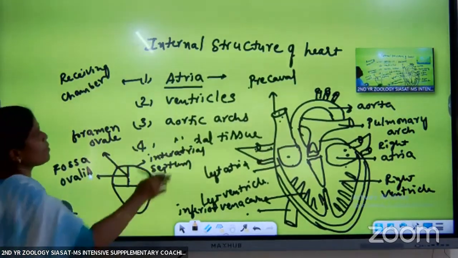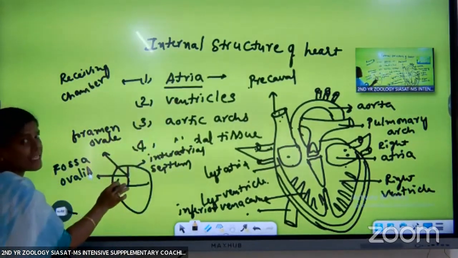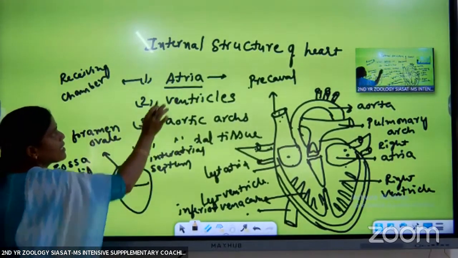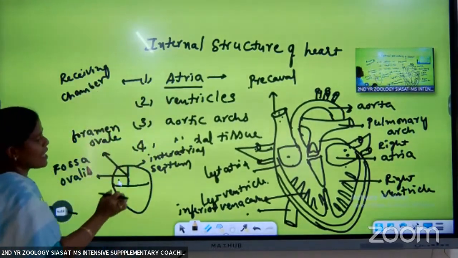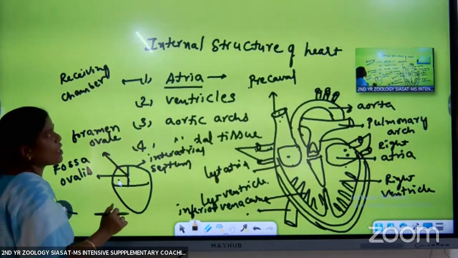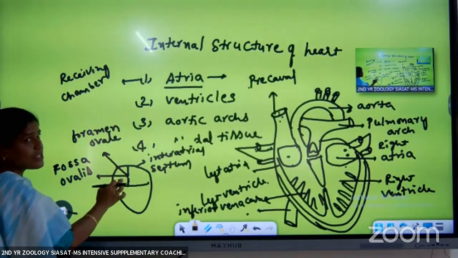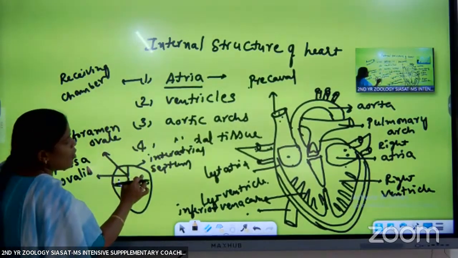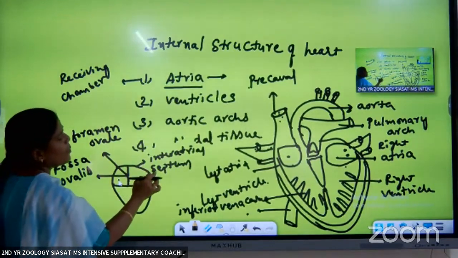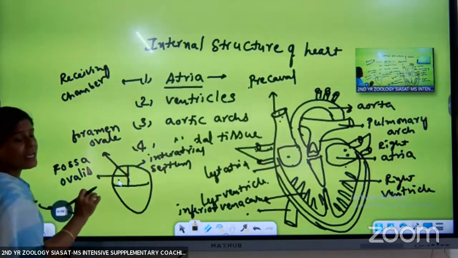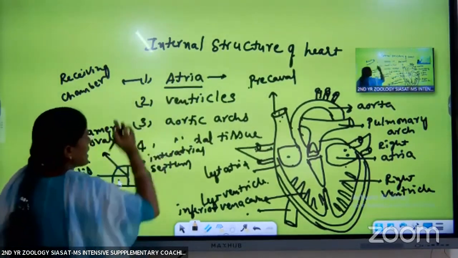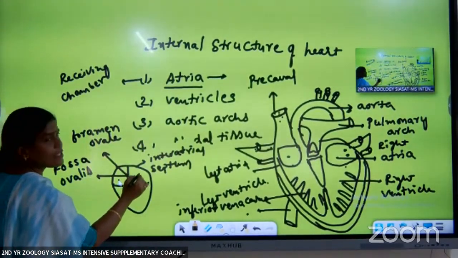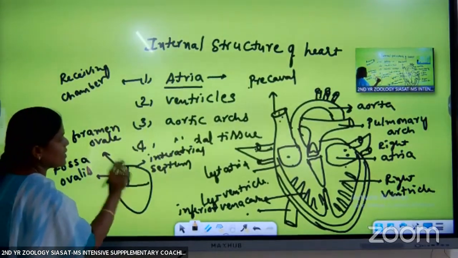Here, this one is about the atria. Atria are the receiving chambers. They are receiving the deoxygenated blood and oxygenated blood. They are present on the upper side, that's why we call them the upper chambers. They collect the deoxygenated blood on the right side by the vena cava, and the oxygenated blood by the pulmonary veins. One more thing, the right atrium is larger than the left atrium.